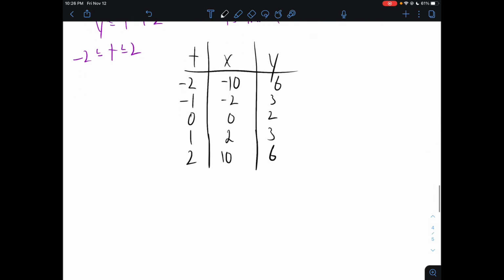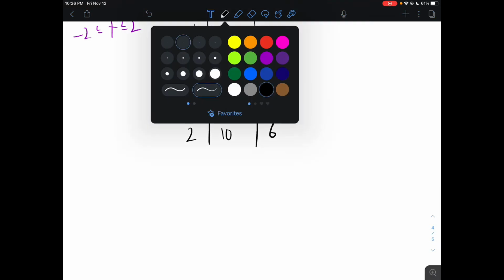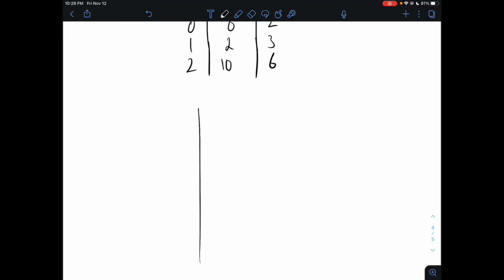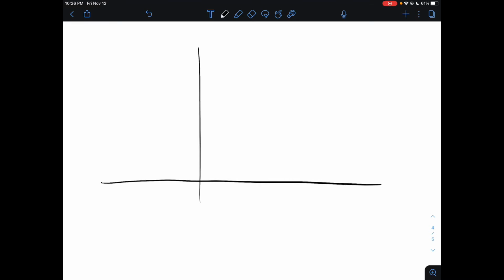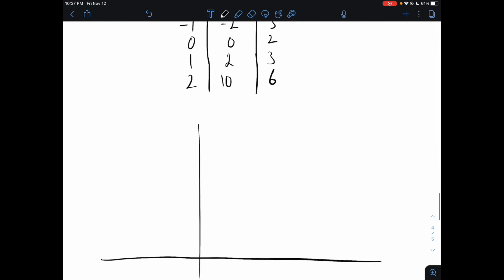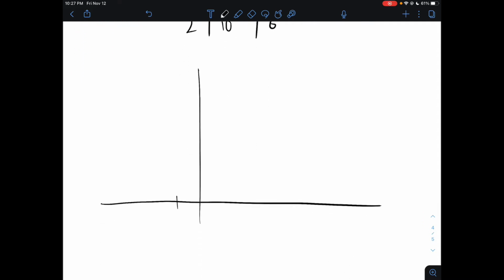So let's sketch this, and again, the coordinates that we get, x comma y, give us a frame of reference as to where we are plotting our points, but we can think of the order in which those points came about. So the first point that we got was -10, 6. So that would be there.